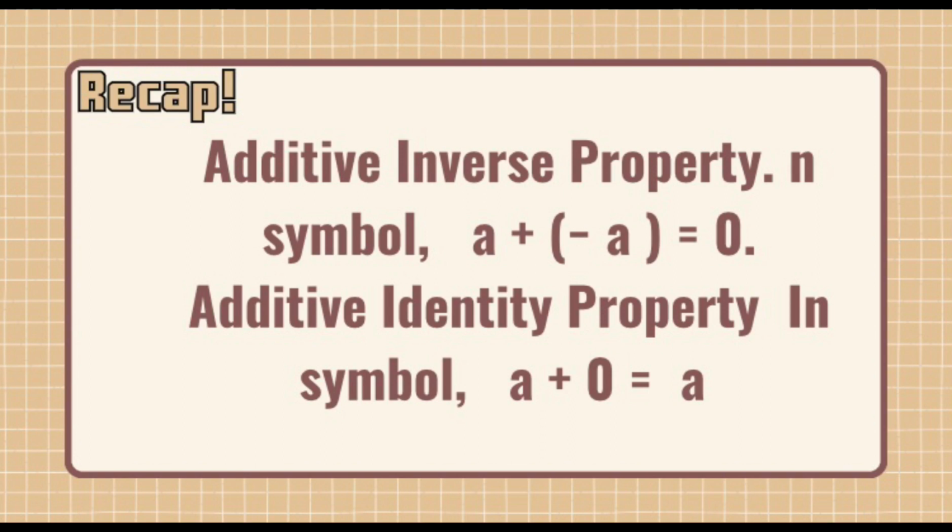Let's start this lesson by reviewing some properties of real numbers that you have learned in your Mathematics 7. First is the additive inverse property. When we say additive inverse, it is the opposite sign or the negative of a. The additive inverse of a is the number that when added to a, yields 0. Then the next is the additive identity property. It states that the sum of any number and 0 is the given number. 0 is the additive identity.